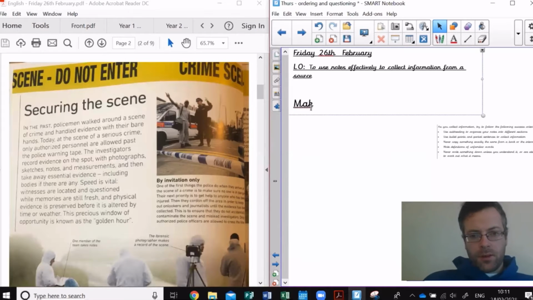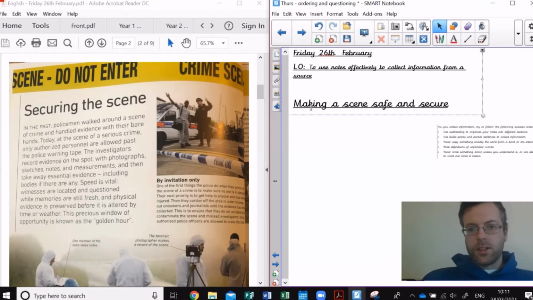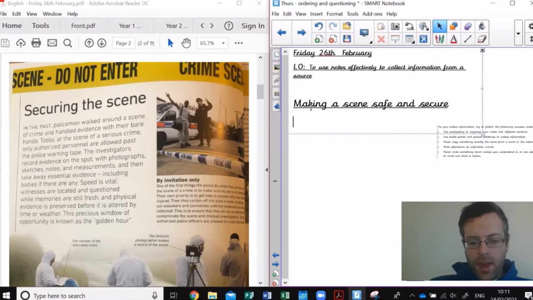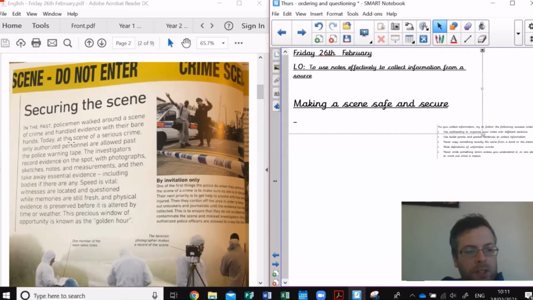So, making a scene safe and secure is going to be my subheading. And then I'm going to use bullet points to organise what it is that I want to write. So I'm just going to read it. In the past, policemen walked around a scene of crime and handled evidence with their bare hands. Today, at the scene of a serious crime, only authorised personnel are allowed past the police warning tape.